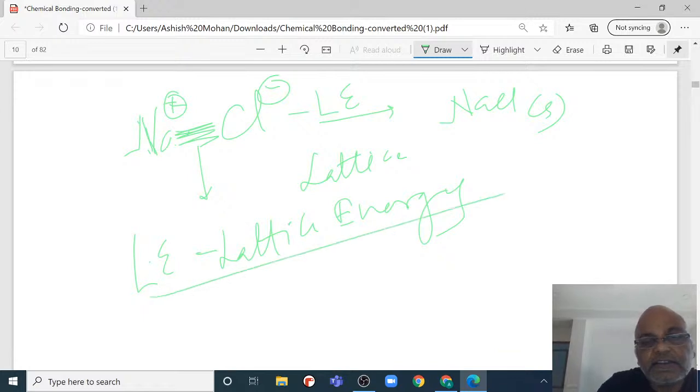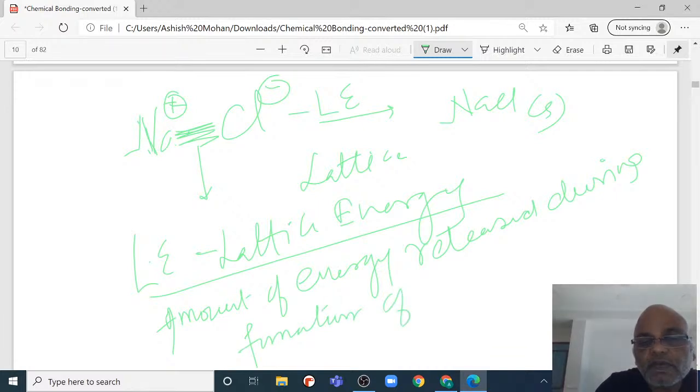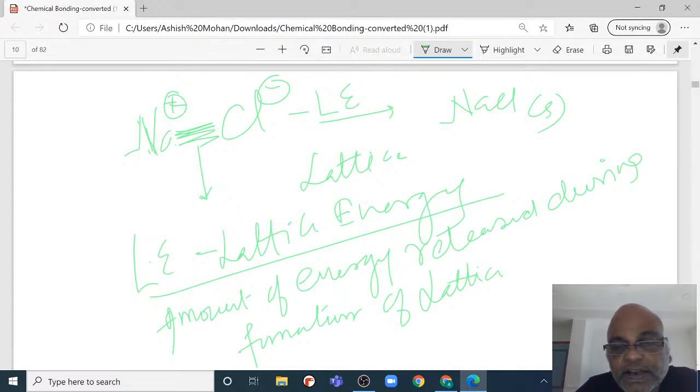What do you mean by lattice energy? The amount of energy released during formation of lattice is called lattice energy. Suppose it is still not clear.